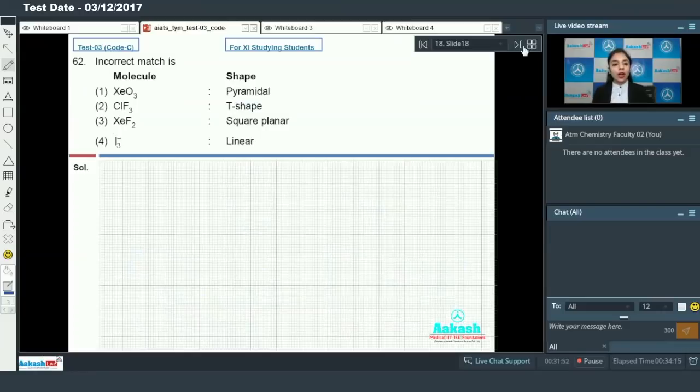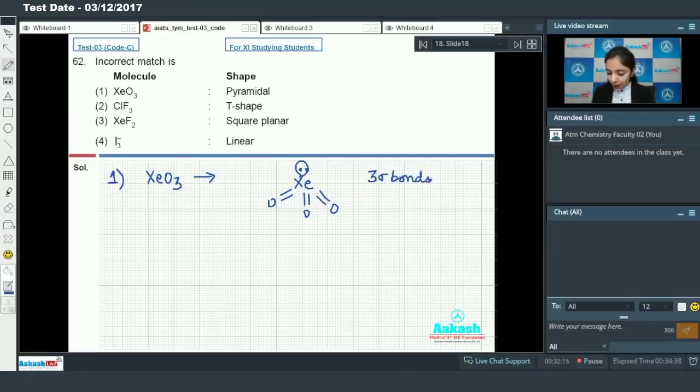So moving on to the next one, now we have question number 62, which is again related to the shape of the molecules, and we have to identify the incorrect match. So in the first option we have the molecule, that is HCO3 negative. So if I draw the structure for HCO3, it has 3 sigma bonds and plus 1 lone pair. So the hybridization is sp3 and the shape will be pyramidal. So it is the correct option.